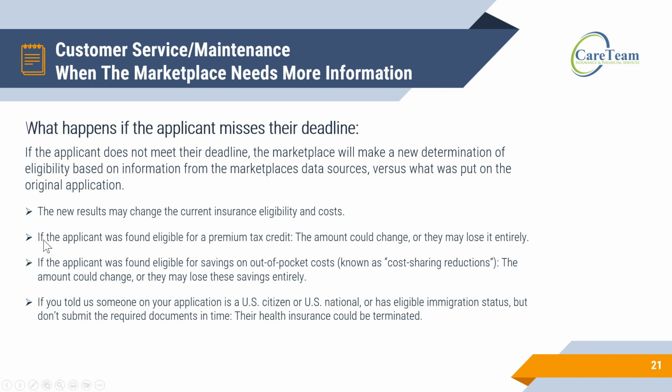If the applicant was found eligible for a premium tax credit, the amount could change or they may lose it entirely. If the applicant was found eligible for savings on out-of-pocket costs, known as cost sharing reductions, the amount could change or they may lose these savings entirely. If you told us someone on the application is a US citizen or a US national or has eligible immigration status, but they did not submit the required documents in time, their health insurance is going to be terminated.